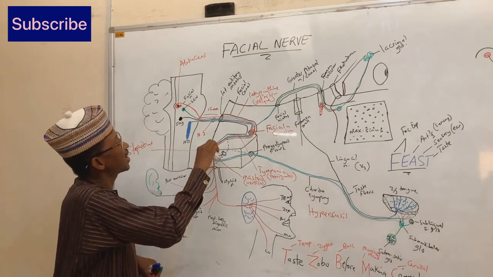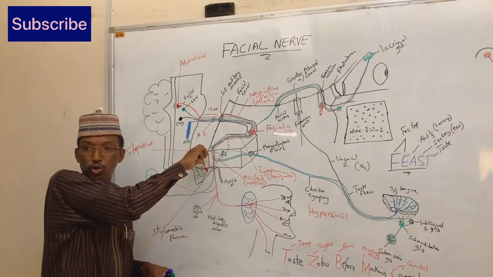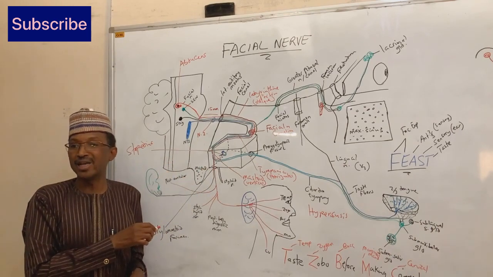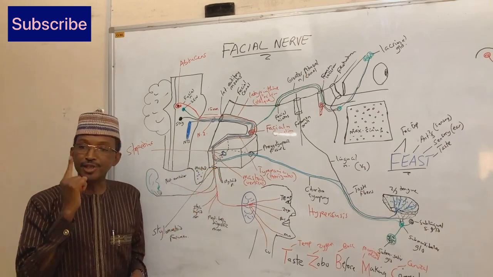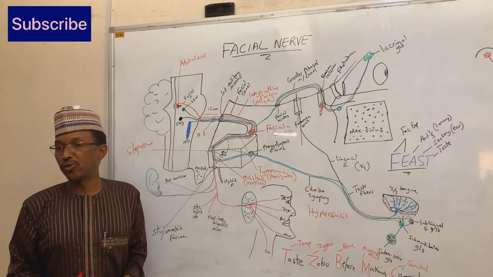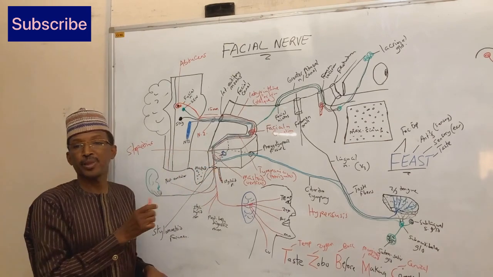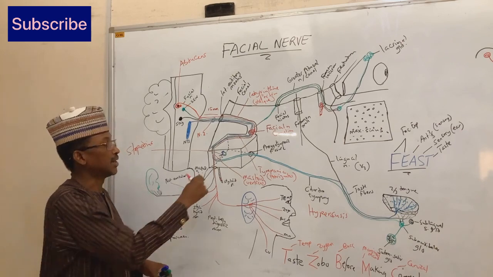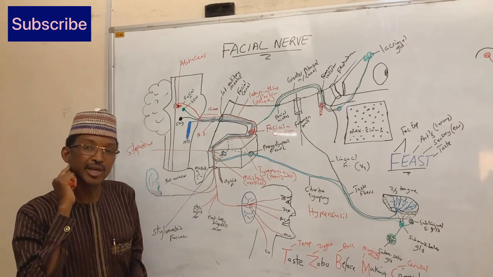So after it comes down, it comes out of this vertical portion of the canal through one small foramen known as stylomastoid foramen. The styloid process is a small finger-like projection lying anterior to this stylomastoid foramen at the base of the skull. So this is a styloid process, a finger-like, pointed projection lying anterior to this foramen and also anterior to the mastoid process lying behind your ear like that.